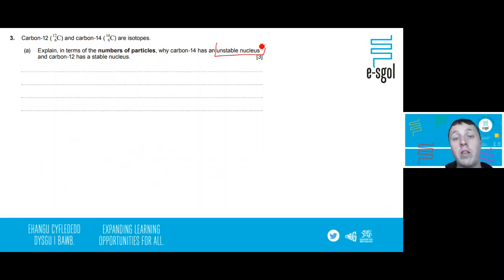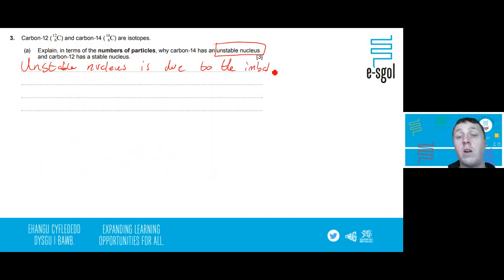We've got a comment here, unstable nucleus, so explain why something is or isn't an unstable nucleus. So first of all, you might want to say what makes an item or object unstable. So hopefully remember the definition: the unstable nucleus is due to the imbalance of protons and neutrons in the atom. So first of all, we've demonstrated we understand what an unstable nucleus is.